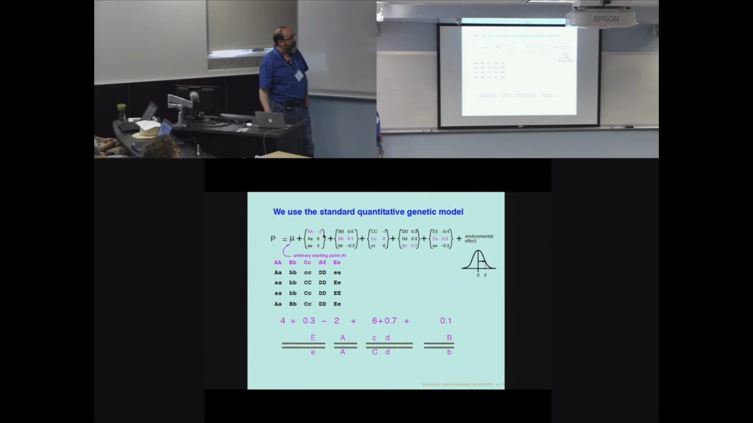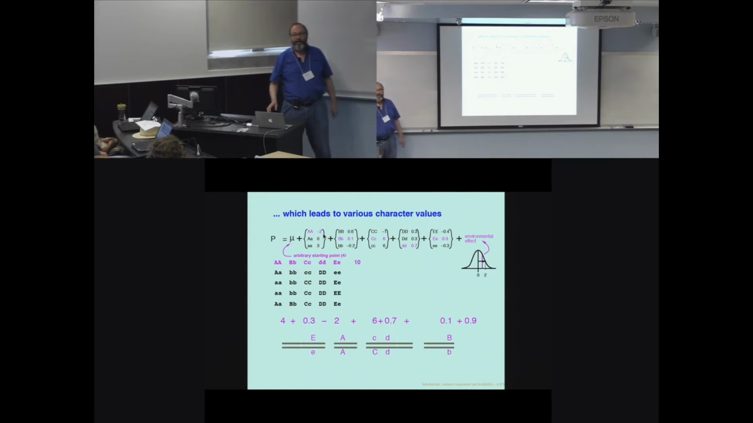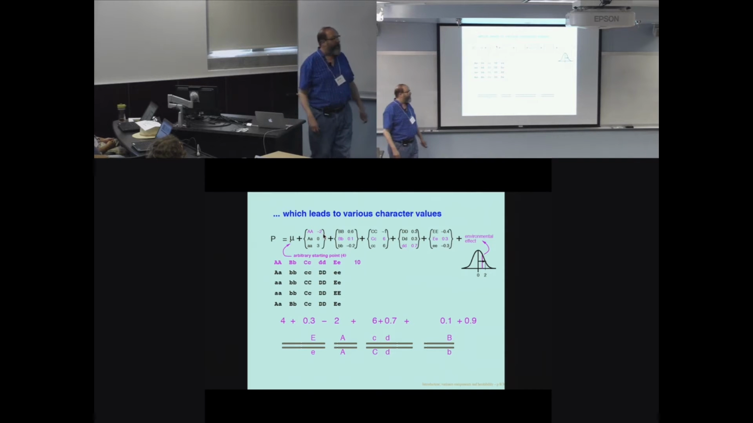Then we're going to add on an environmental effect, which just happens. In this case, we made a draw from this environmental distribution. It happens to be 0.9. So we're getting a total phenotype here of 10. It needn't be a nice round number, but it happens to be in that case.